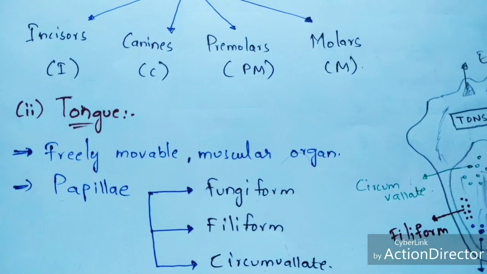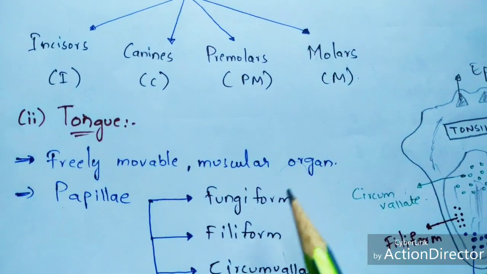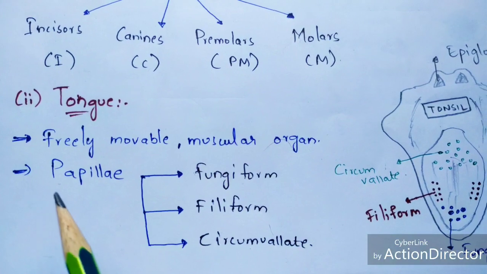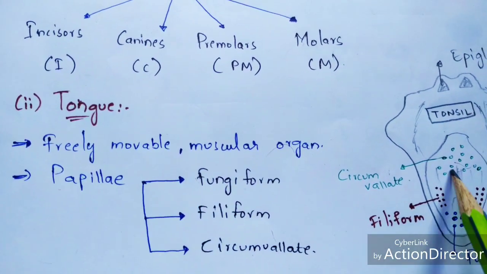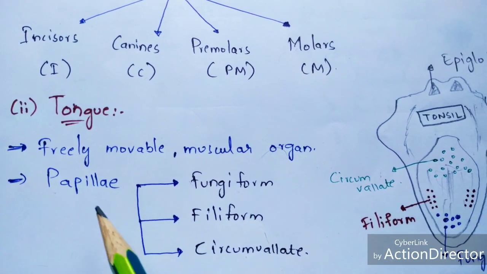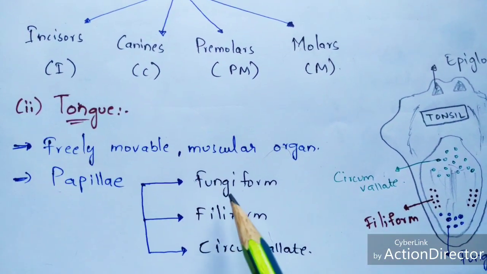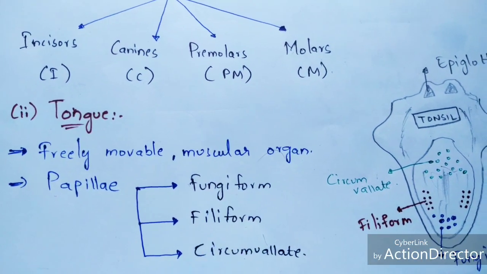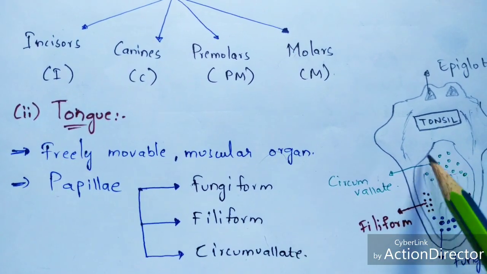We know that the tongue is a freely movable muscular organ, and it is also called a sense organ because it plays a major role in sensing taste, right? Normally the tongue has small projections on its surface called papillae, and these papillae are of 3 types: fungiform papillae, filiform papillae and circumvallate papillae. These are the 3 types of papillae present on the surface of the tongue.